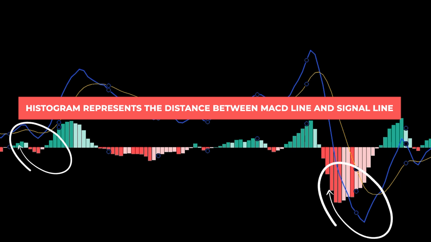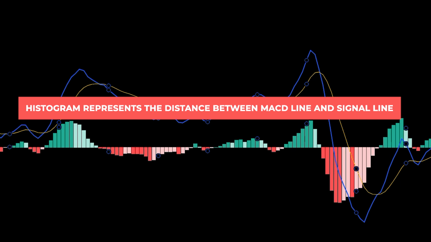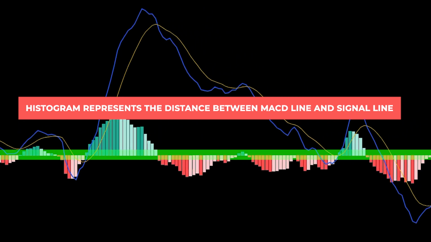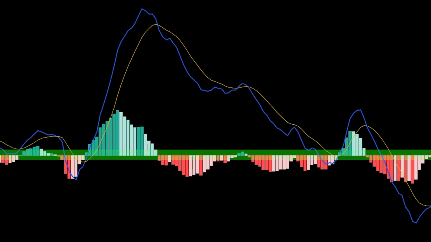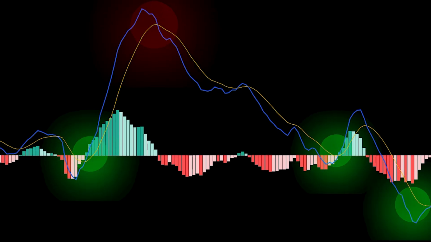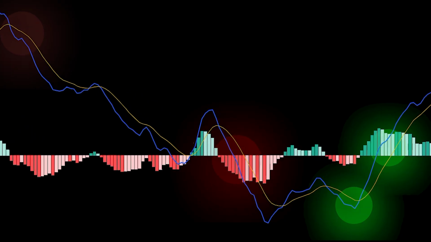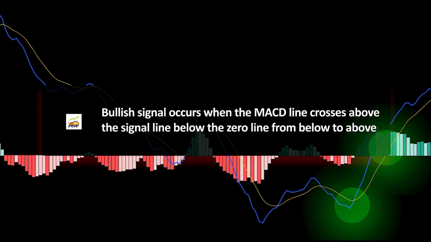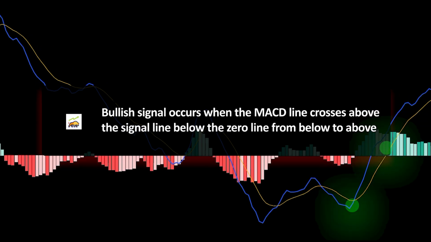If the distance between the MACD line and signal line is large, we have larger bars of histogram, which indicate high momentum. We also have the zero line, which acts as the axis. These components cross with each other, giving us bullish signals and bearish signals. The bullish signals occur when the MACD line crosses above the signal line below the zero line. This is a bullish signal.